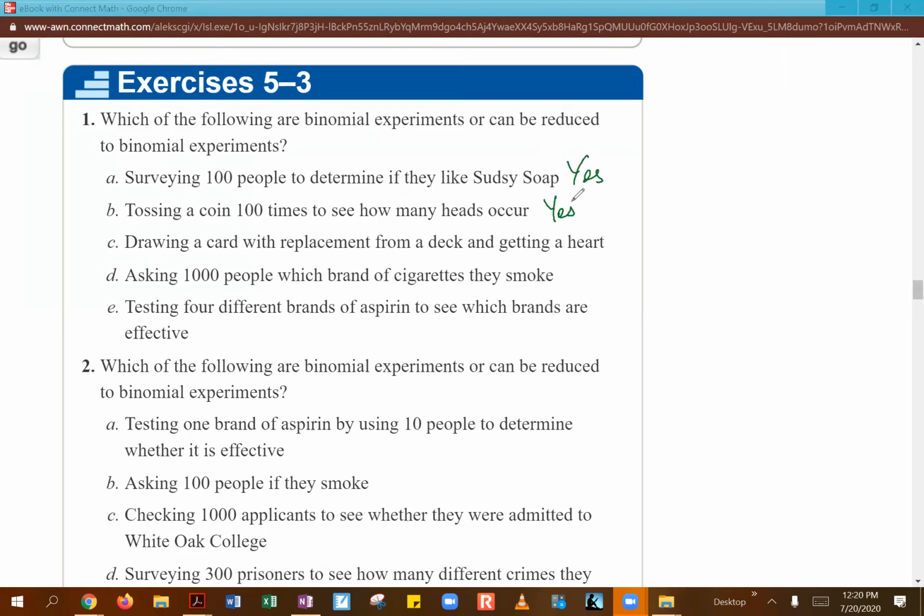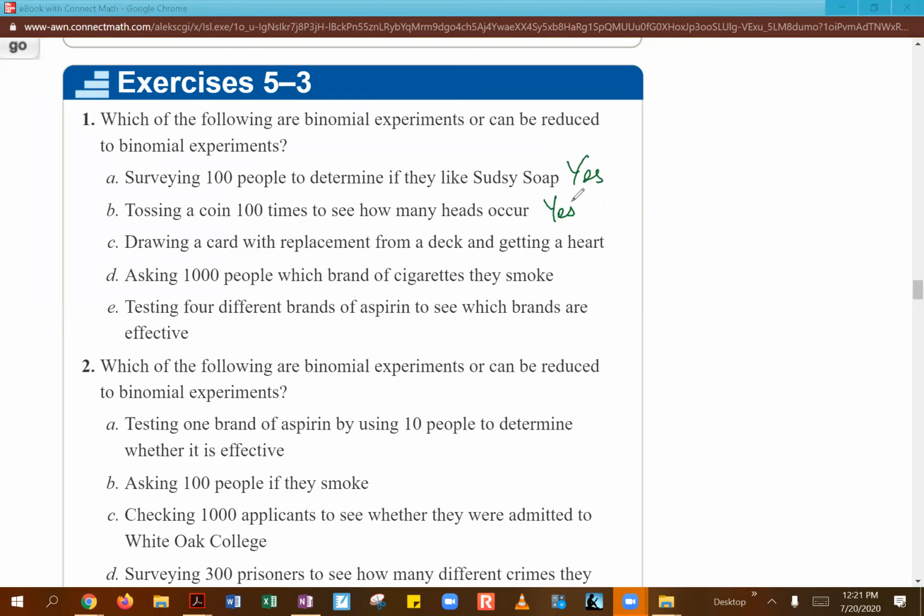Drawing a card with replacement from a deck and getting a heart. So part C. Alexander, you're saying no. Okay. Drawing a card with replacement from a deck and getting a heart. So do we have a fixed number of trials, which technically in this case is going to be only one trial, right? Because you're only drawing a single card. Jesus and Kimberly, you guys are saying yes. So we have a fixed number of trials.